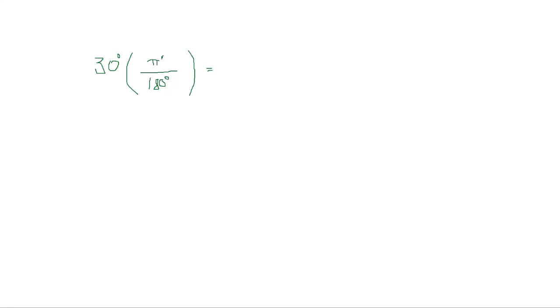Now, why did I choose to set it up this way? I did it this way so that the degrees will cancel out. And now everything is written in terms of radians, right? The radians are still standing there. So that gives me 30 times pi divided by 180.